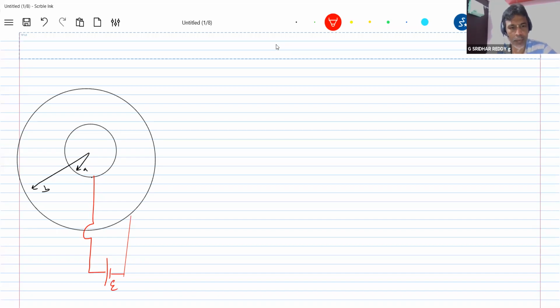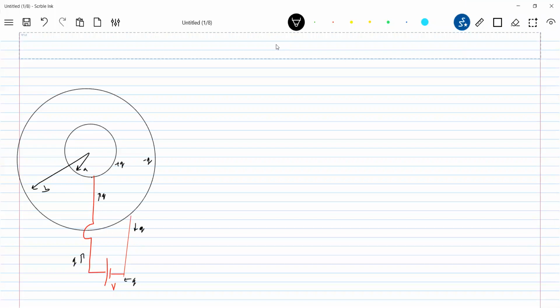There's the applied voltage, say V. Then the positive charge will flow here. This charge will go and deposit. It will induce charge minus Q, and plus Q from here will flow like this. Whenever the spherical shell comes, the cell has to be brought so that it will be very easy for you to understand. Then what is the capacitance?